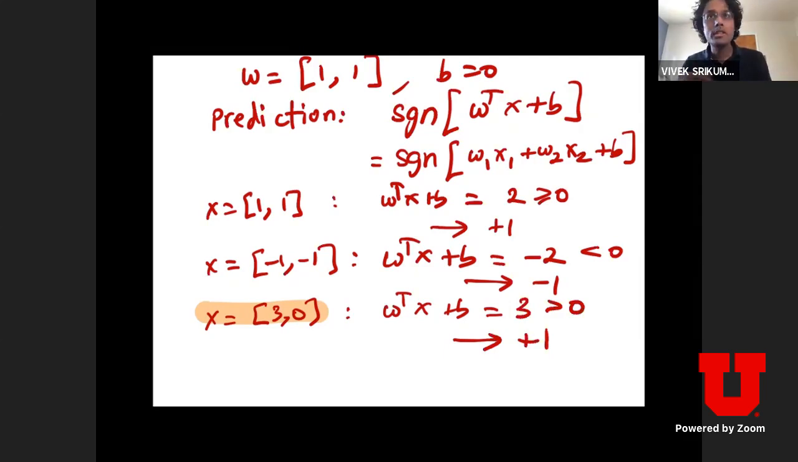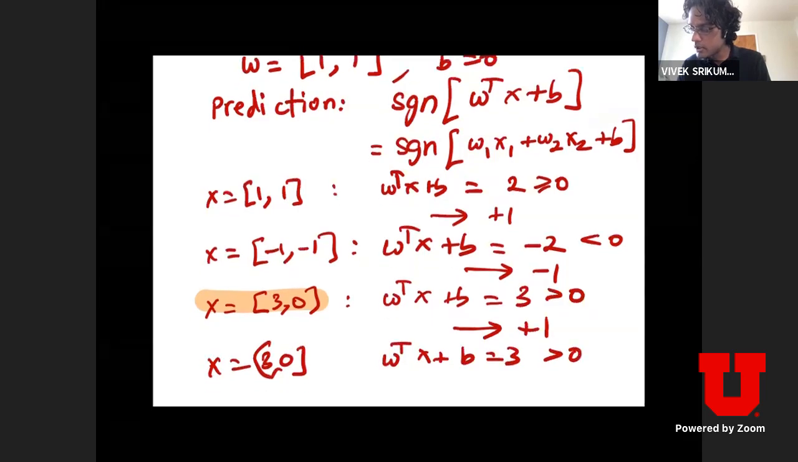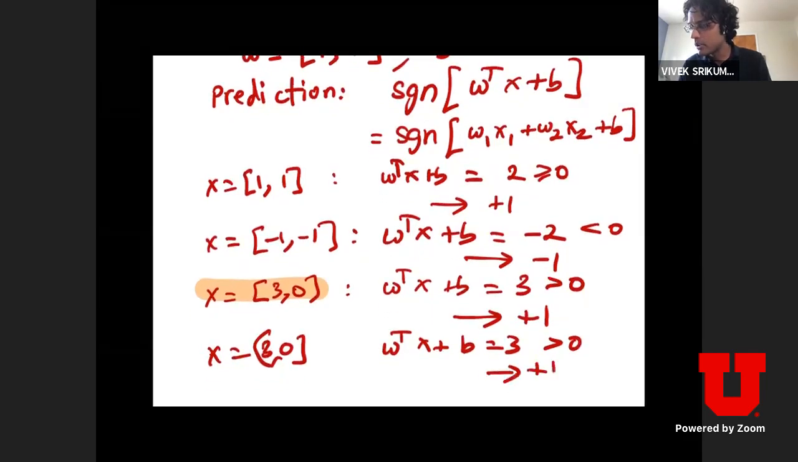And we have the fourth case, which is 3, 0, which means W transpose X plus B is 3, which is greater than 0, exactly the same as before. Ground truth is the same as the prediction, so there is no update. This is a rather simple example, but it's worth working through these kinds of simple examples just to make sure that things are clear.